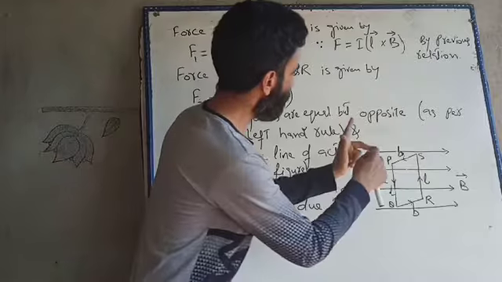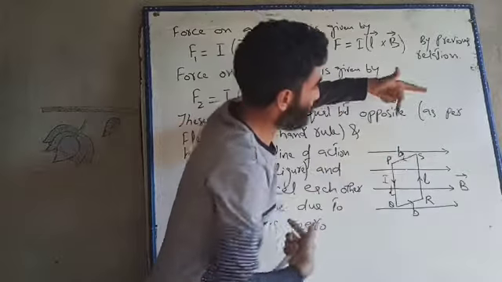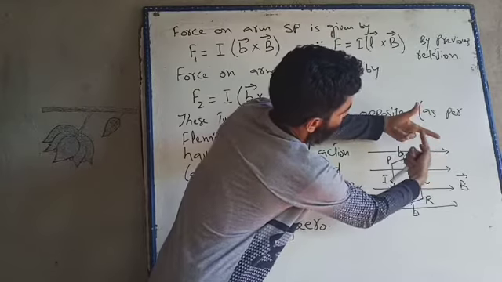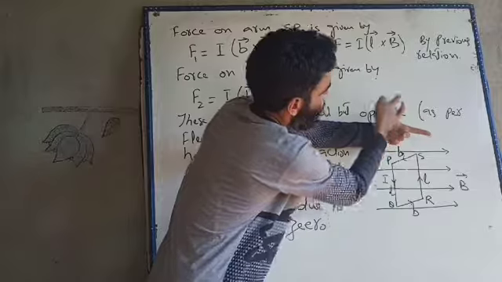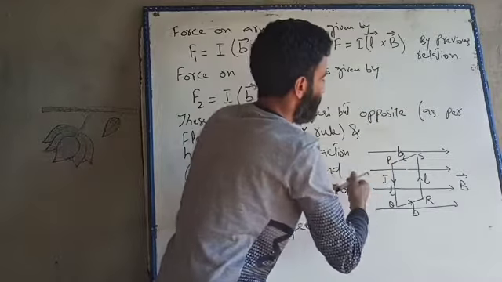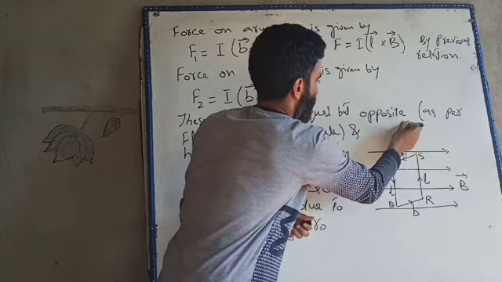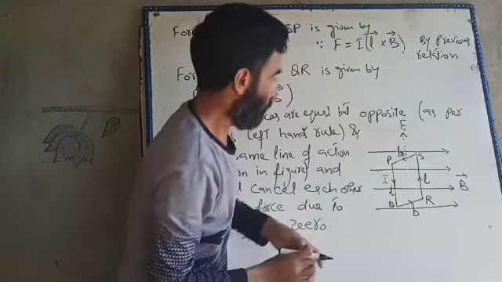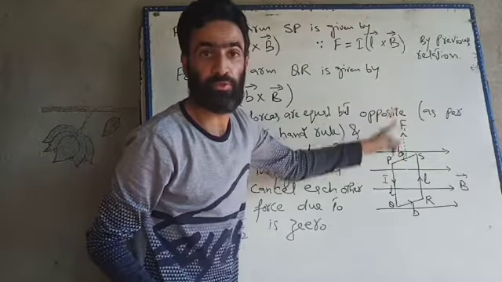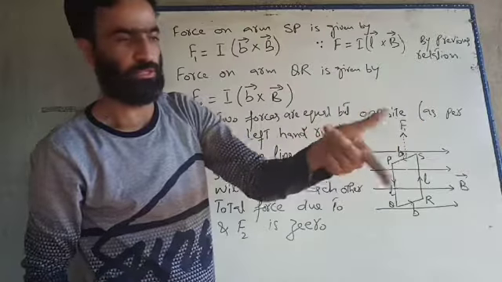See here, this is the current. Current is coming in this direction. This is the magnetic field direction. Then the direction of force is upwards. So this force will act in upward direction. F1. So the force upon this arm will act upwards by the application of Fleming's left hand rule.